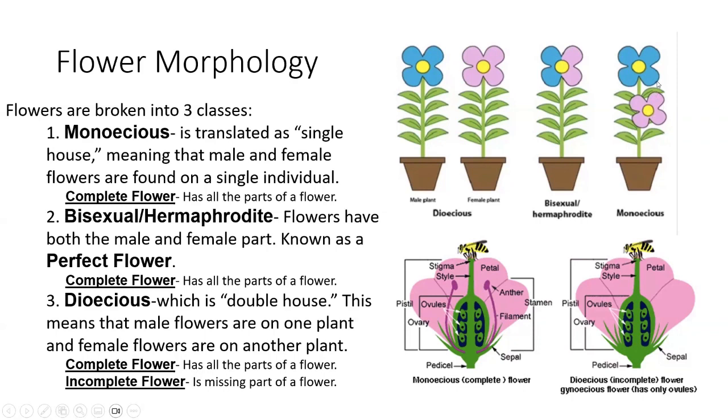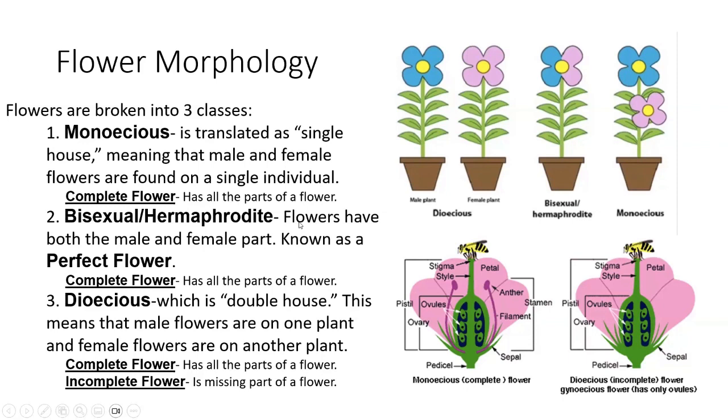You've got male and female flowers separate, but they're on the same plant. And if a plant is hermaphroditic or bisexual, it's going to have both male and female flower parts on the same flower. Okay. So again, I hope that doesn't confuse you a whole lot. But you can have dioecious, monoecious, or bisexual or hermaphroditic.